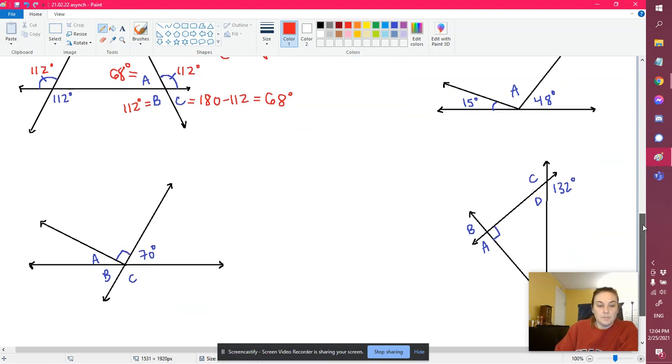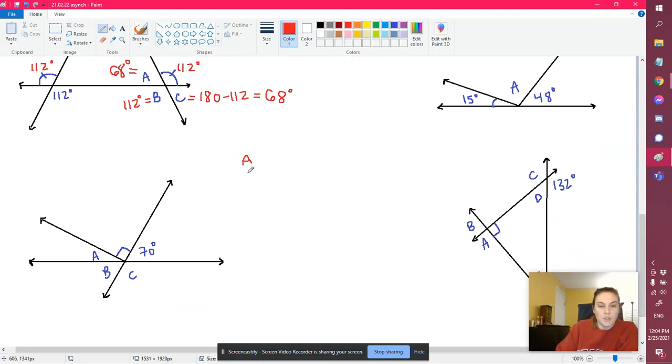Let me do this other one. We're still looking for A, B, C. I'm going to do it a slightly different way than we did it in class, just for fun. This symbol means 90 degrees. So over here in this one, that's also 90 degrees.